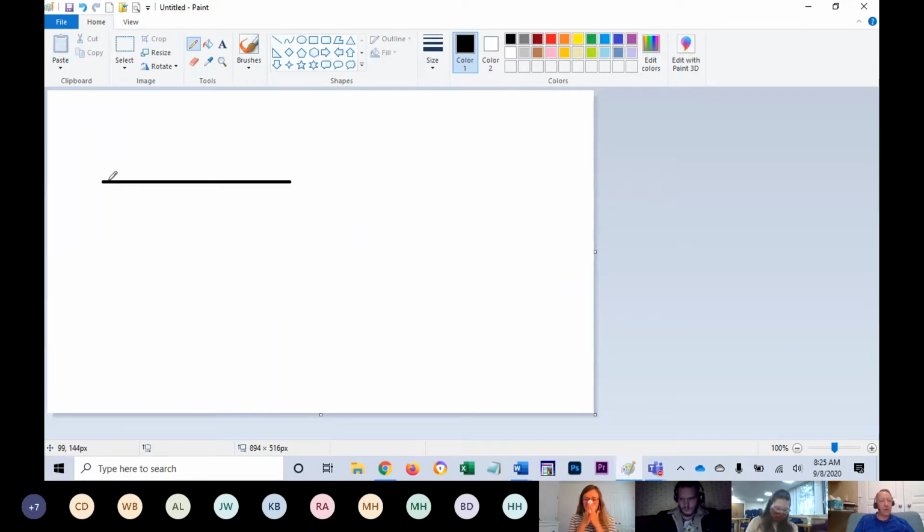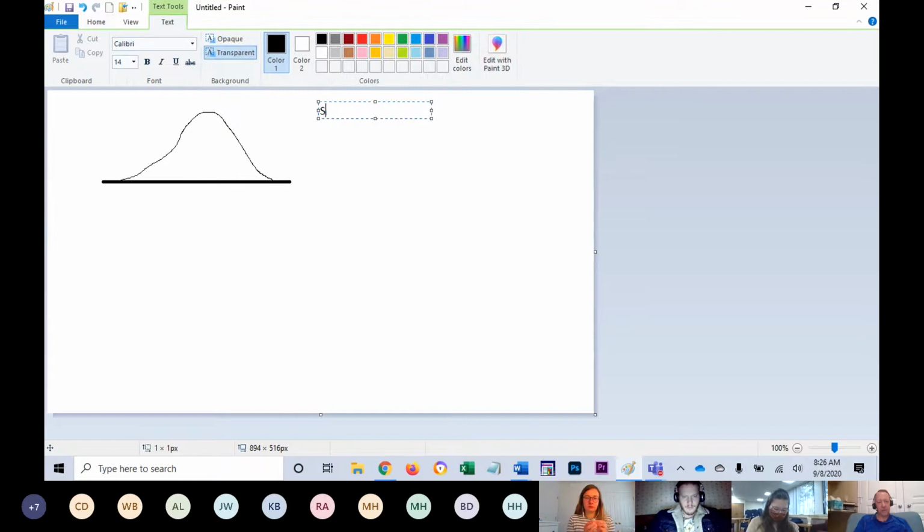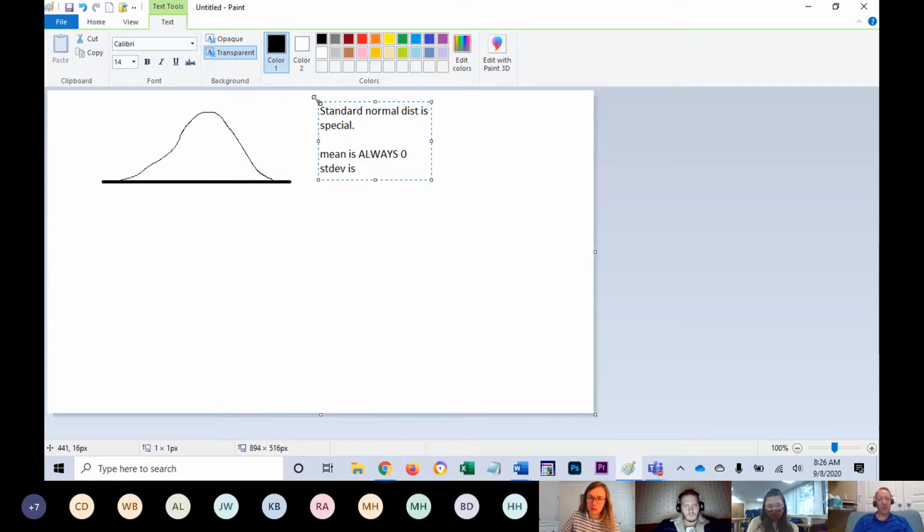Okay, so we've got a bell curve. Now, the standard normal distribution is special. A lot of people ignore that word standard. They just blow right past it. No, standard normal distribution. The mean in the standard normal distribution is always, and I'll even put that in capitalization, always 0, and standard deviation is always 1.